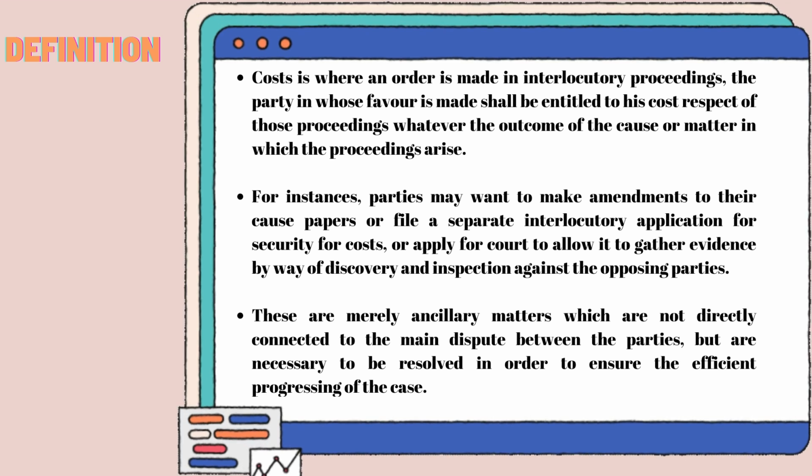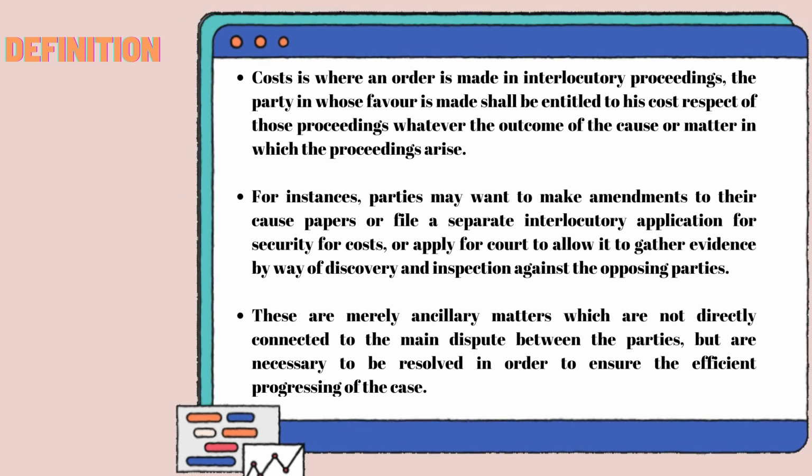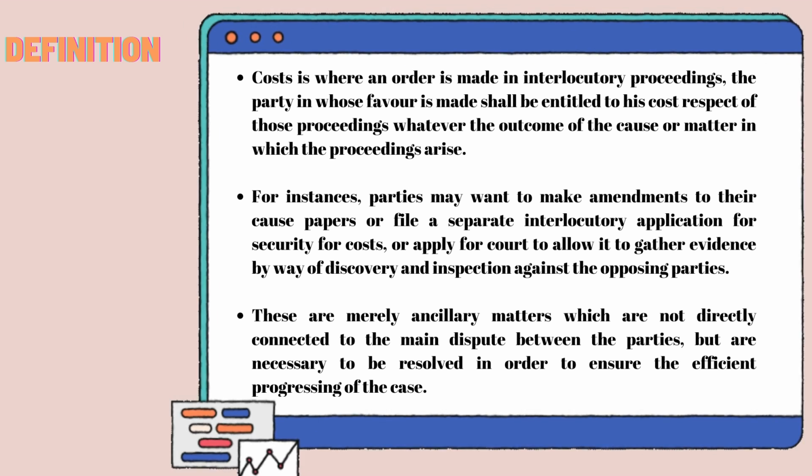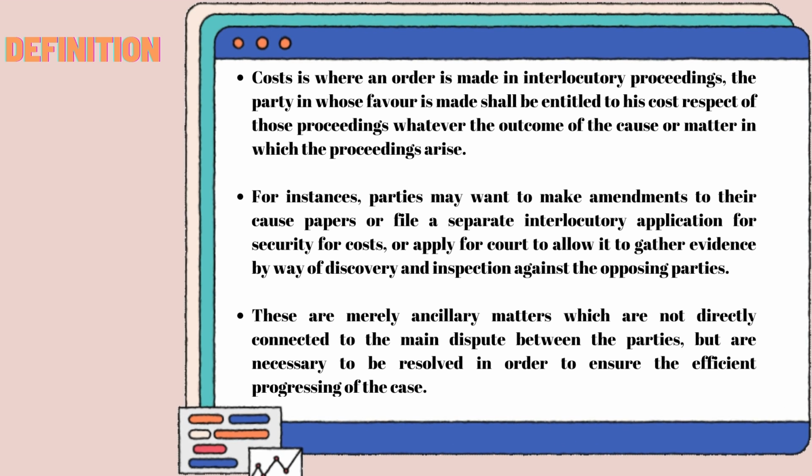for costs, or apply for the court to allow it to gather evidence by way of discovery and inspection against the opposing parties. These are merely ancillary matters which are not directly connected to the main dispute between the parties, but are necessary to be resolved in order to ensure the efficient progressing of the case.